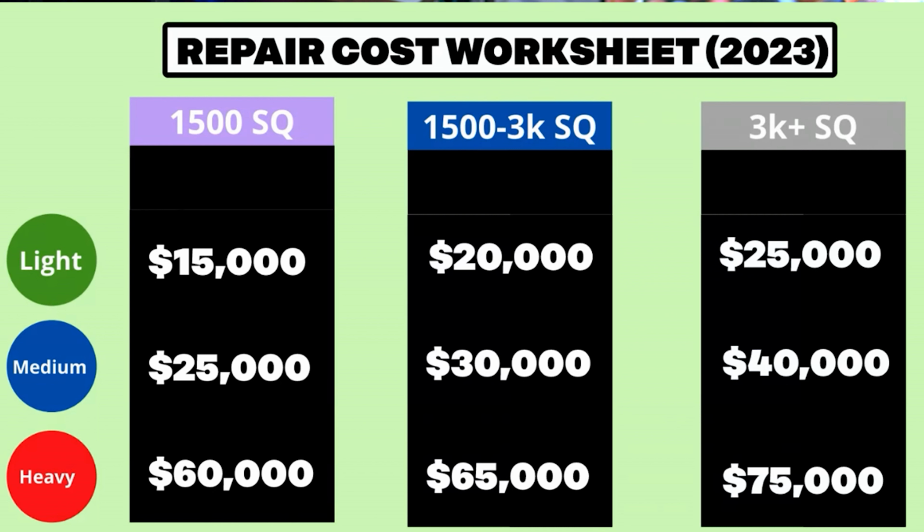It's roughly based on square footage. If you're under 1,500 square feet, you're good on that end. If you're 1,500 to 3,000 square feet, this is your end. 3,000 plus square feet, this is what it is. And it's roughly broken down into 3 distinct categories: light, medium, and heavy. And the biggest question I get is, Zach, what's the difference between light, medium, and heavy repair costs?